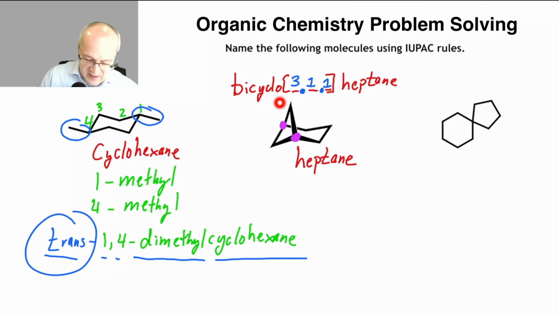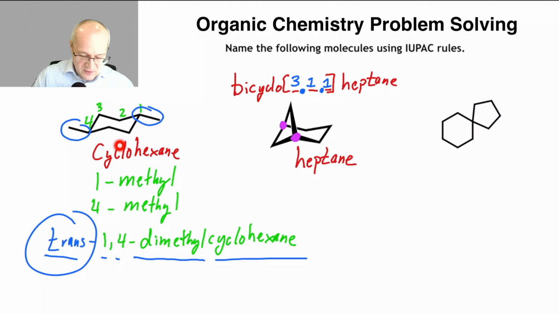So it'll be bicyclo, open square bracket, 3.1.1, close square bracket, heptane. That's how you would name that particular bicyclic system. Okay, so that's how you name. And all bicyclos follow the same rules.